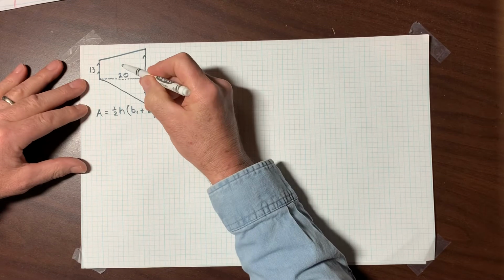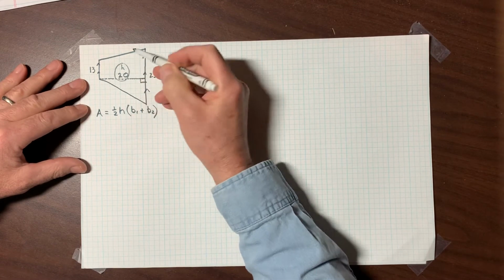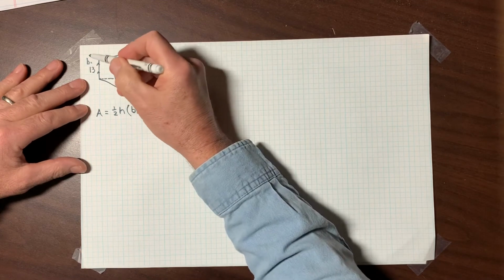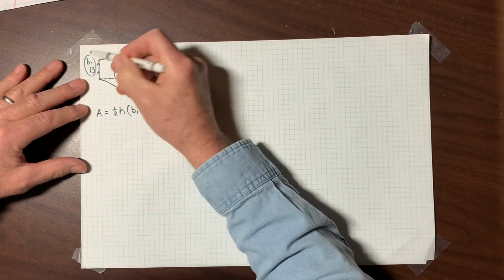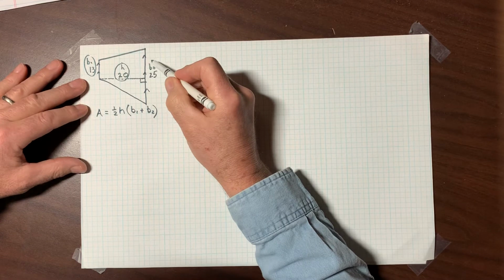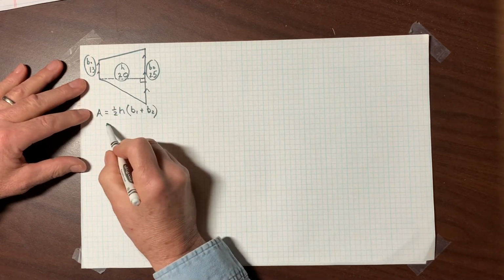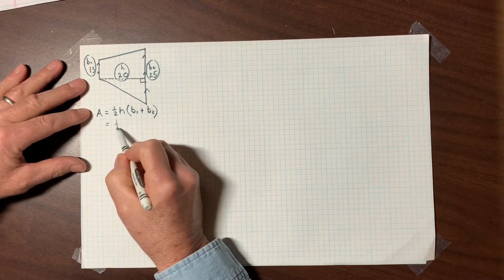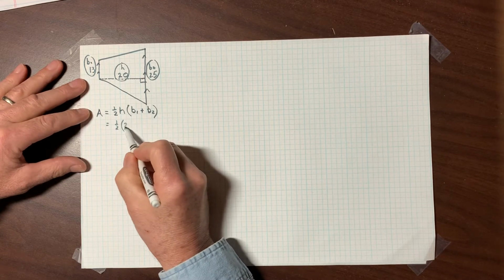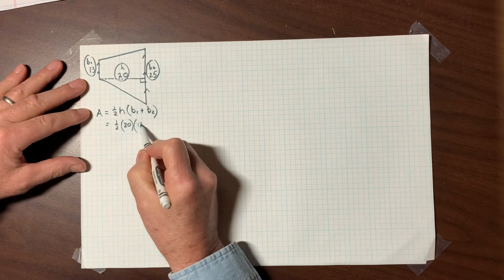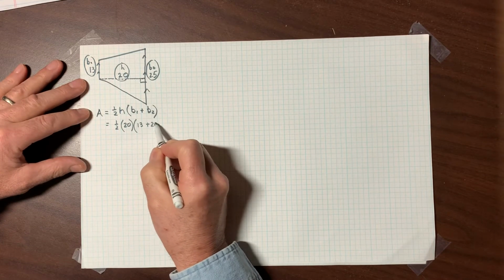This is H. I'm going to call this B sub 1. Doesn't matter which one's B sub 1 and which one's B sub 2. I'm going to call this B sub 2. I'm going to take those three numbers, I'm going to plug them into the formula, and I'd have 1/2 times the height, which is 20, times the sum of the bases, which would be 13 plus 25.